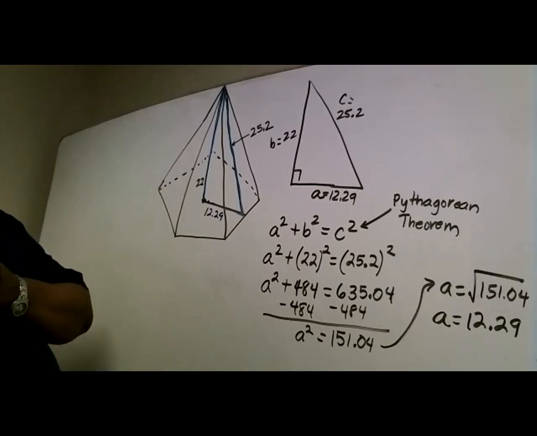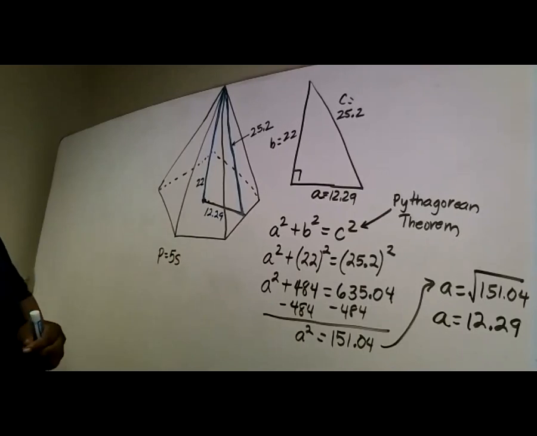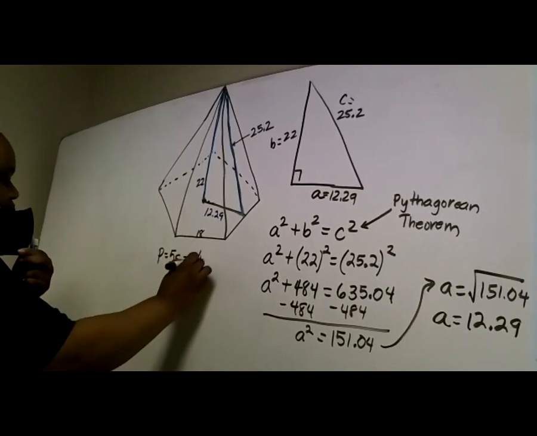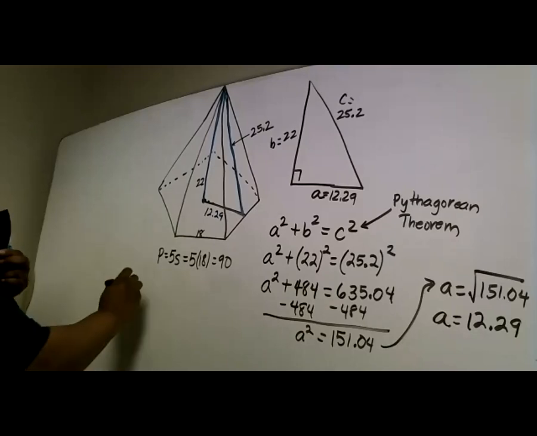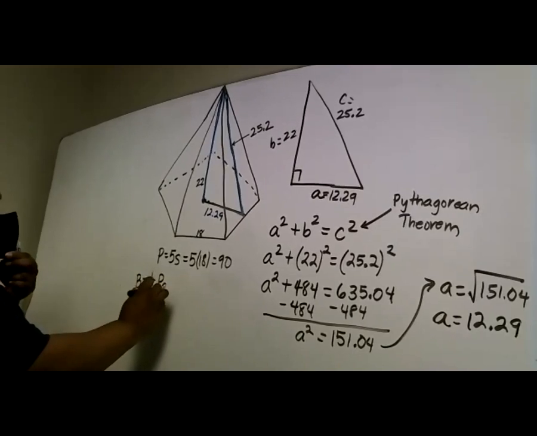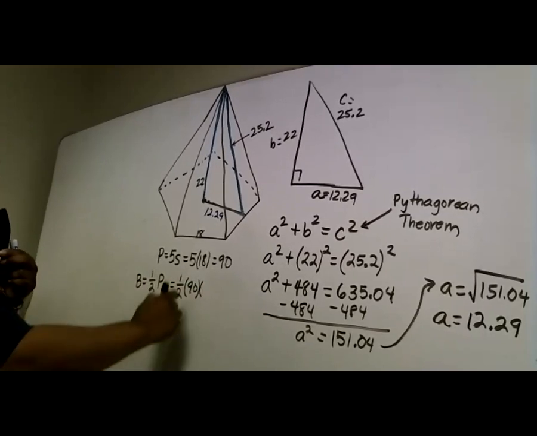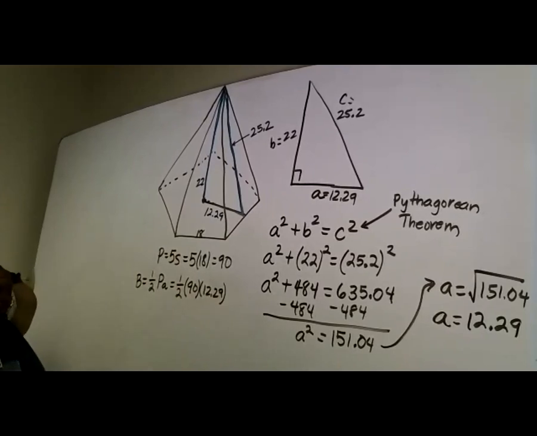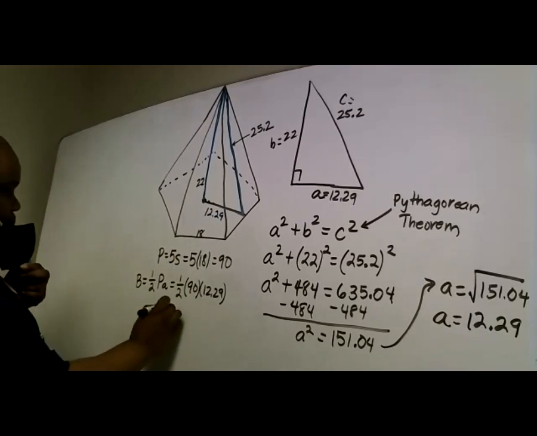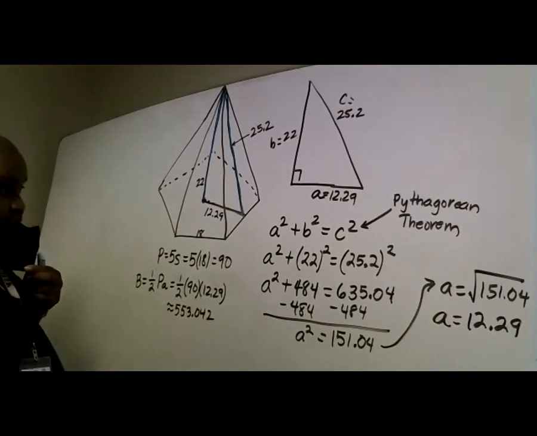Okay, so now I can find the perimeter first. That's 5 times S. And I've got to mention that this is 18 right here. The length of the side is 18. So 5 times 18 would be 90. So the perimeter there would be 90. The base is 1/2 P times A. So if I do 1/2 times the perimeter, that's 90, times the A, which was the apothem that I was trying to find, that's 12.29. If I multiply all that out, that would be approximately 553.042. That's the base.